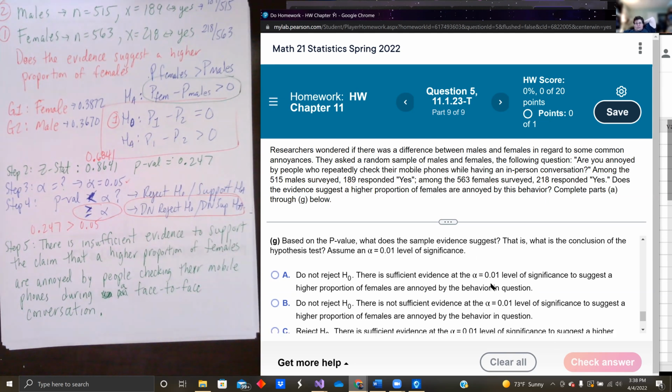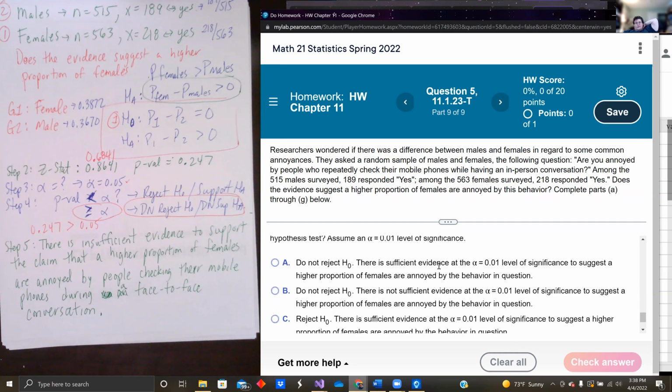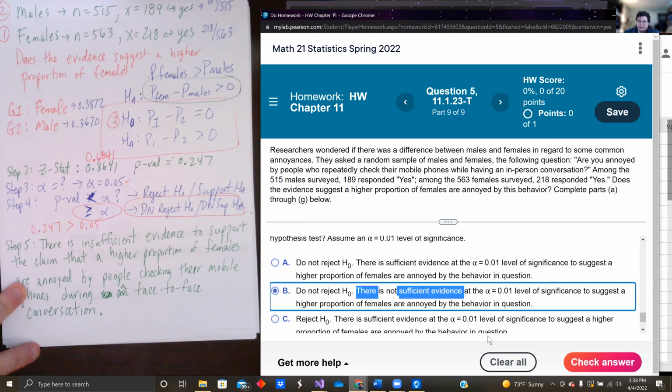So let's see, the ones that say do not reject H0 are the top two. And since I'm not supporting HA, I need to say there's not enough evidence. There is not sufficient evidence. So we're going to go with B.